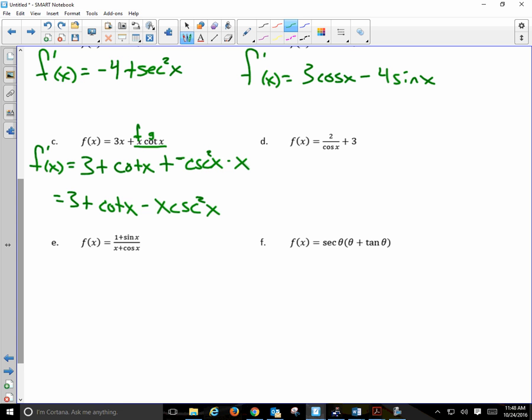Maybe you remember that we can rewrite this, and if you wanted to use the quotient rule, you sure could, but it's going to be easier to do this. Do you remember that cosine and secant are reciprocals? So therefore, instead of using the quotient rule, I just take the derivative. What's the derivative of secant? Very good.